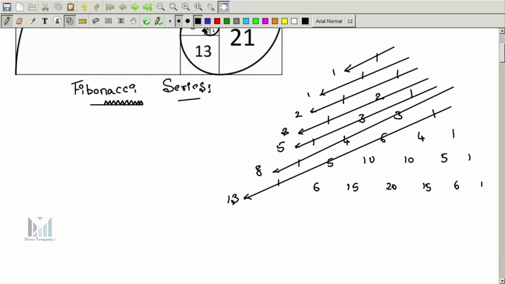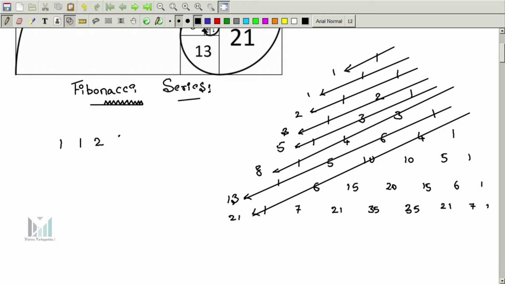If you want to see, you can see 1, 7, 21, 35, 35, 21, 7, 1, which is equivalent to 1 plus 6 plus 10 plus 4, that is 21. So you can observe the same thing. 1, 1, 2, 1 plus 2 is 3, 2 plus 3 is 5, 3 plus 5 is 8, 5 plus 8 is 13, 13 plus 8 is 21. This is the generation of the Fibonacci series.